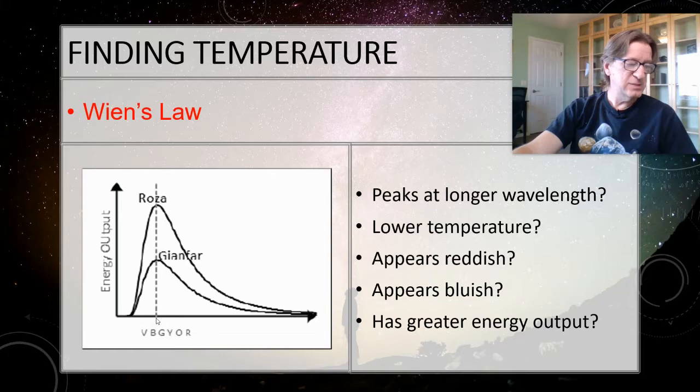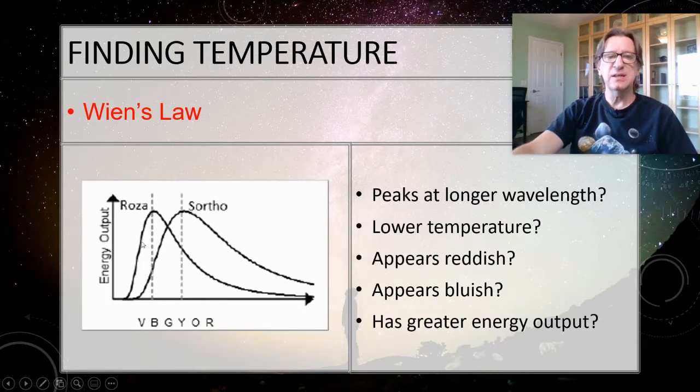Then the last one says, which has the greater energy output? Now we're actually talking about the luminosity. So GNFR comes to right here, whereas ROSA comes to right here. So which one has the higher energy output? That's right, ROSA has the higher energy output. Okay, so that's how we read this graph. And learning to read this graph is going to be very important for a lot of the work that we do later on.